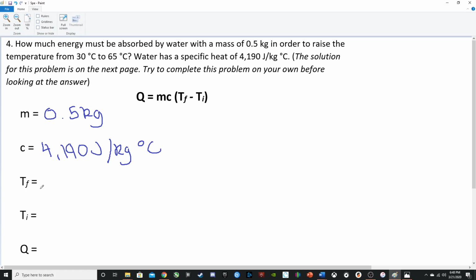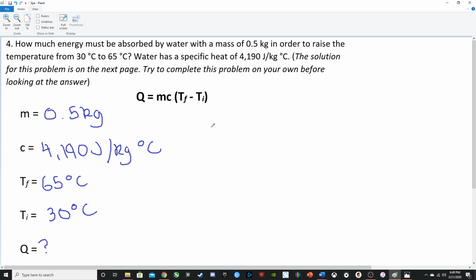And we also know that the final temperature, because we're raising the temperature from 30 to 65, is going to be 65 degrees Celsius, and the initial is going to be 30 degrees Celsius. So that is all the variables that we do know, and then we are solving for Q down here. So we will write a little bit of a question mark.